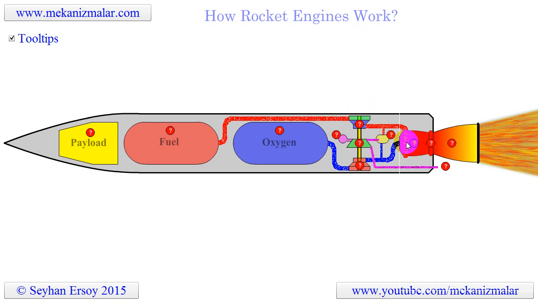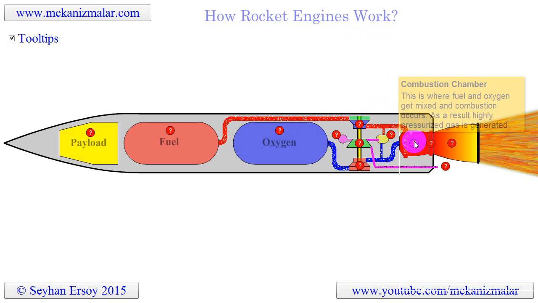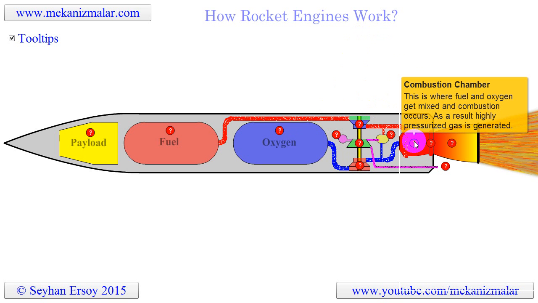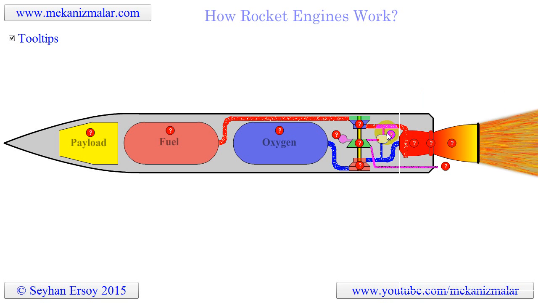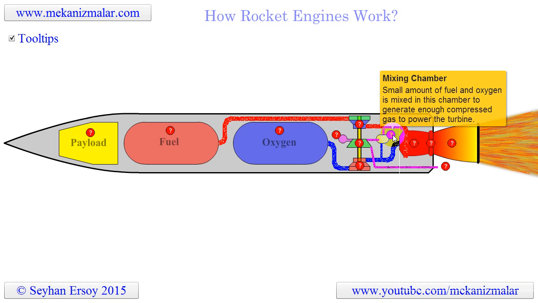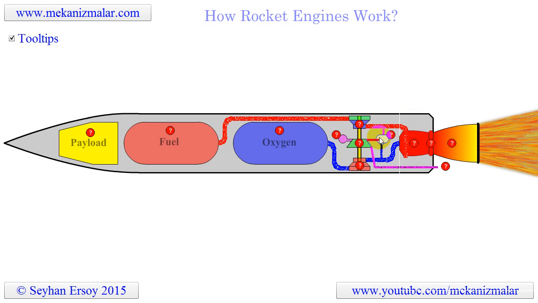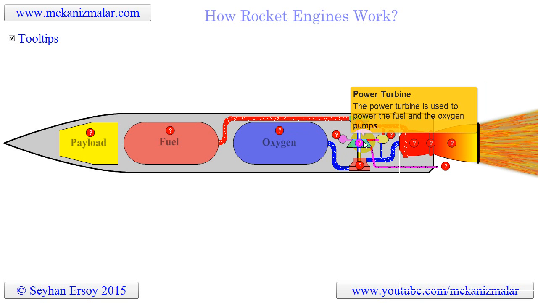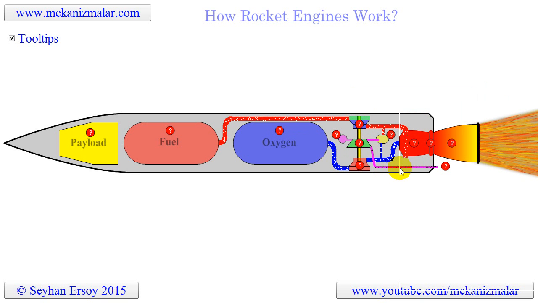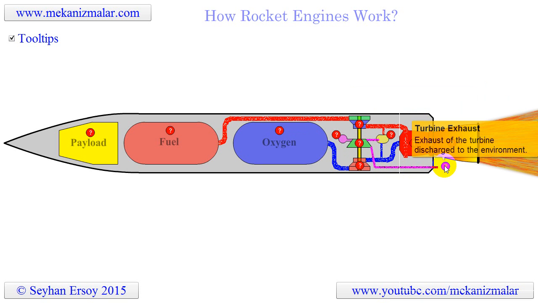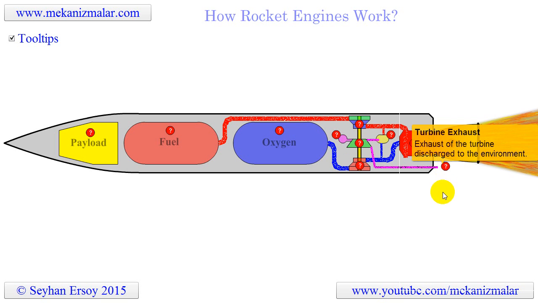Once the fuel and oxygen are mixed in the combustion chamber, it is ignited and the operation of the engine starts. At the same time, a small portion of the fuel and oxygen are diverted to the mixing chamber. The fuel and oxygen mixture is ignited inside the mixing tank to create pressurized gas to power the turbine. The outlet of the turbine is connected to the exhaust pipe to discharge the expanded gases to the environment. This process continues as long as there is fuel or oxygen in the tanks.